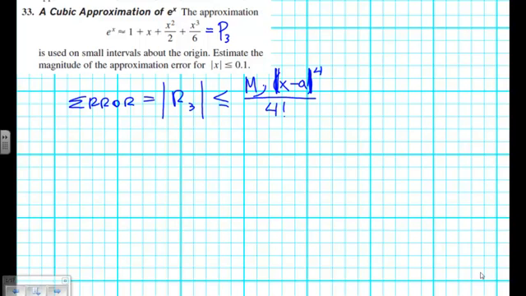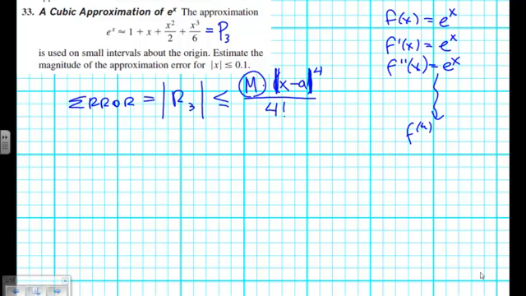Now, let's talk about the value that M would take on. It is the maximum value of the fourth derivative of our function. Well, if f of x is e to the x, then f prime of x is e to the x, and then f double prime is e to the x. So the fourth derivative is e to the x.